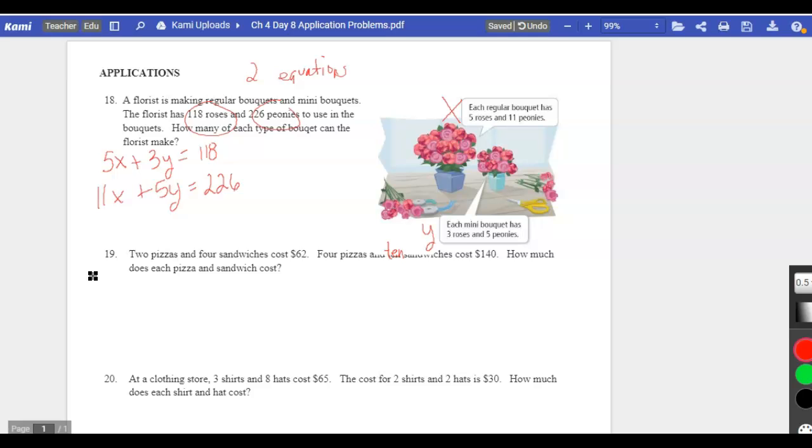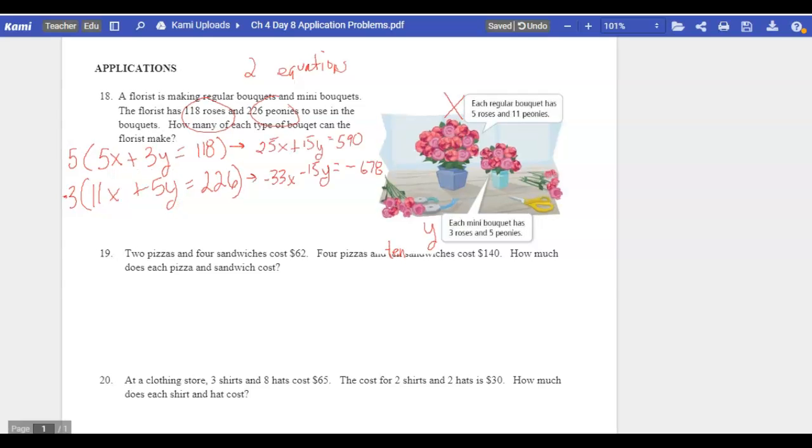All right, and now because this is a little bit trickier of a problem, we would have to multiply this one by 5. And then you have to multiply this one, if you want them opposite, by -3. So you'd have 5 and -3, and that would give me that 15y here and my -15y here. Okay, I just paused that to do all the calculator work there.